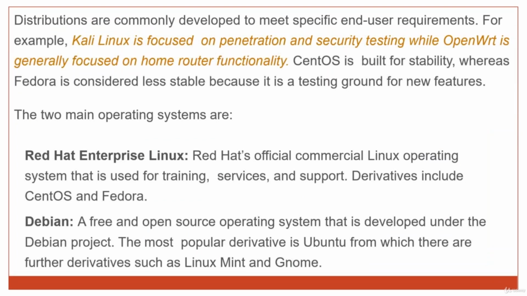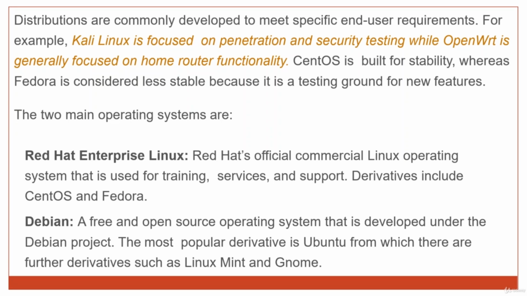Now here you can see the important note that different Linux versions, or different operating systems inside Linux, have their own goals. For example, Kali Linux is focused on penetration testing and security testing, while OpenWRT is focused on home router functionality. Likewise, the CentOS that we are using in our lab is the stable one, and Fedora is considered less stable, but it is a testing ground for new features. So Fedora is used for testing purposes. Okay, so we have two flavors, one is Red Hat and one is Debian.